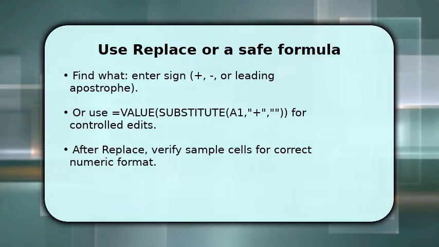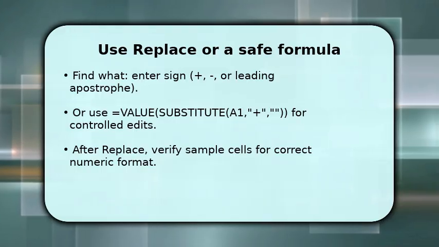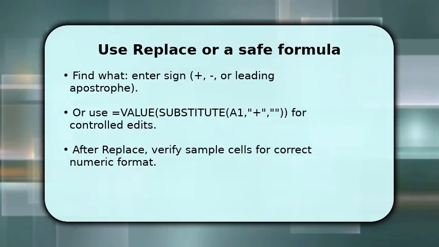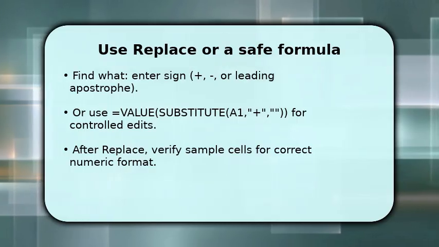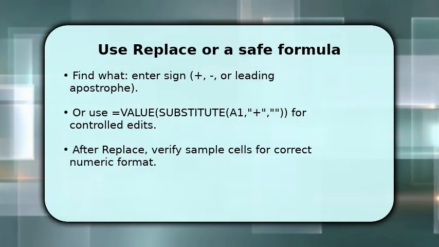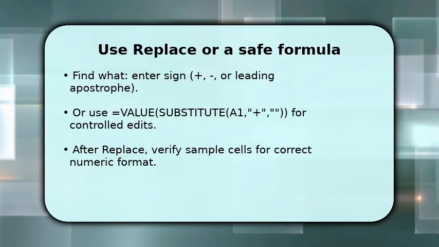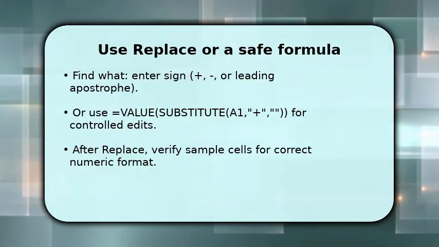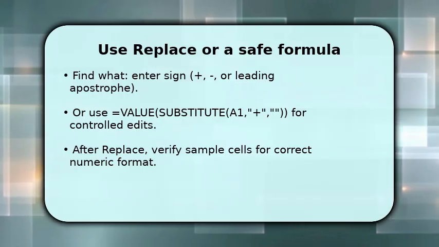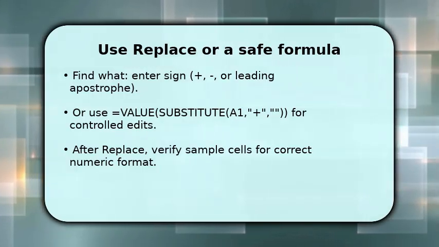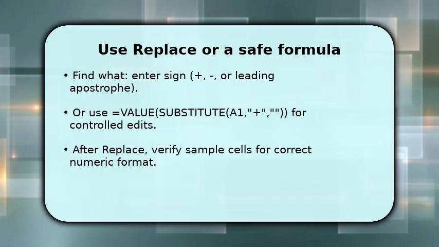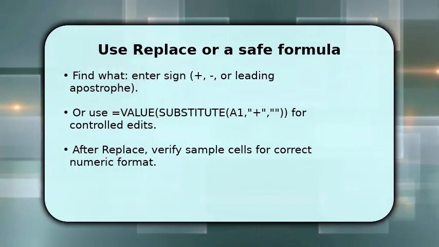If some remain text, use a helper column with equals value, substitute, A1, plus, to force numeric conversion. Fill down the formula for the range, then copy the helper column and paste special values over the original cells. This ensures formulas convert to fixed numbers and avoids accidental formula references.